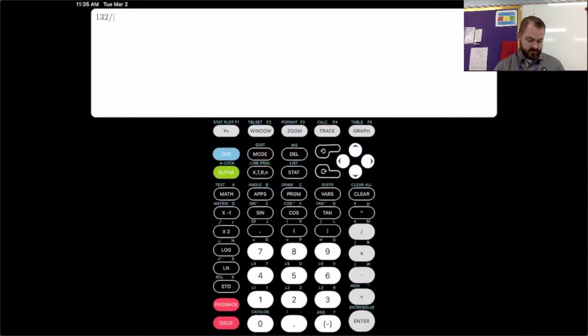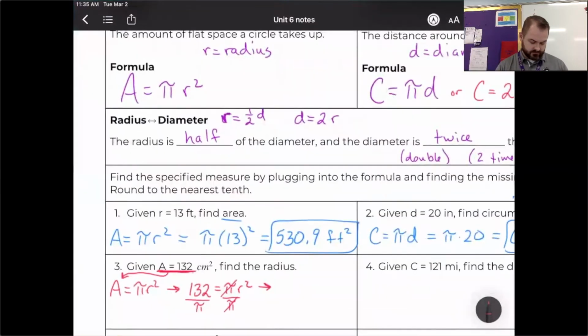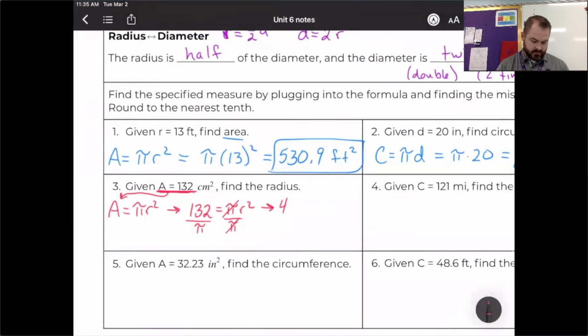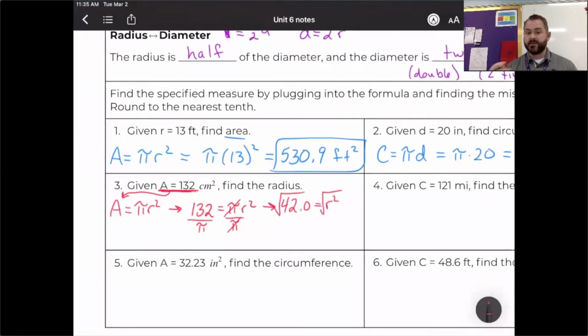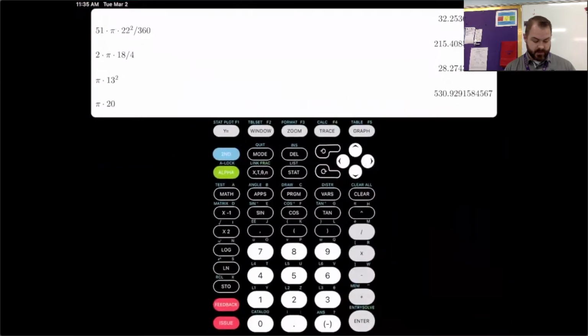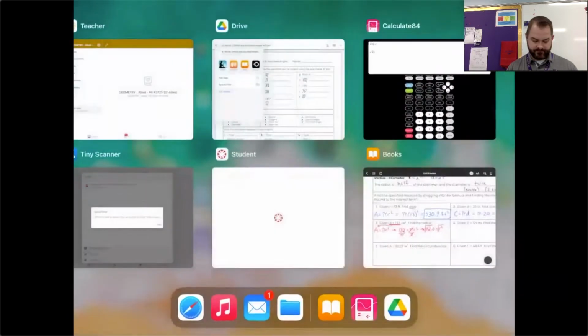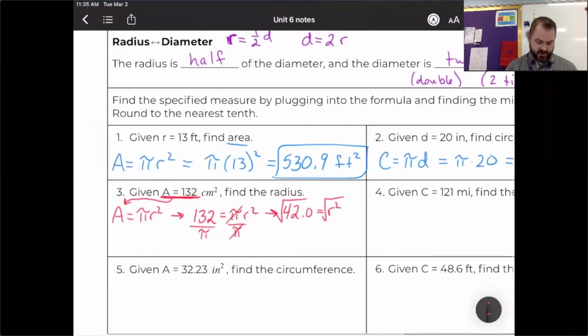132 divided by pi is about 42.02. We'll just call it 42.0, which is equal to r squared because pi canceled on that side. So now we're going to take the square root to cancel r squared. Remember back to Pythagorean theorem, to undo something squared, you take the square root of both sides. So I'm going to do the square root of 42, which is about 6.5. So the radius of this circle would be about 6.5 centimeters.